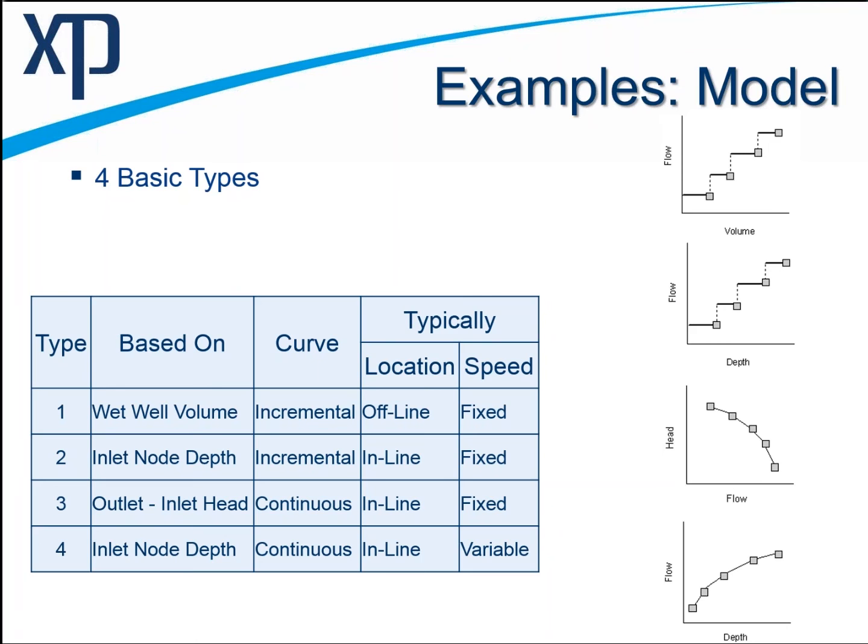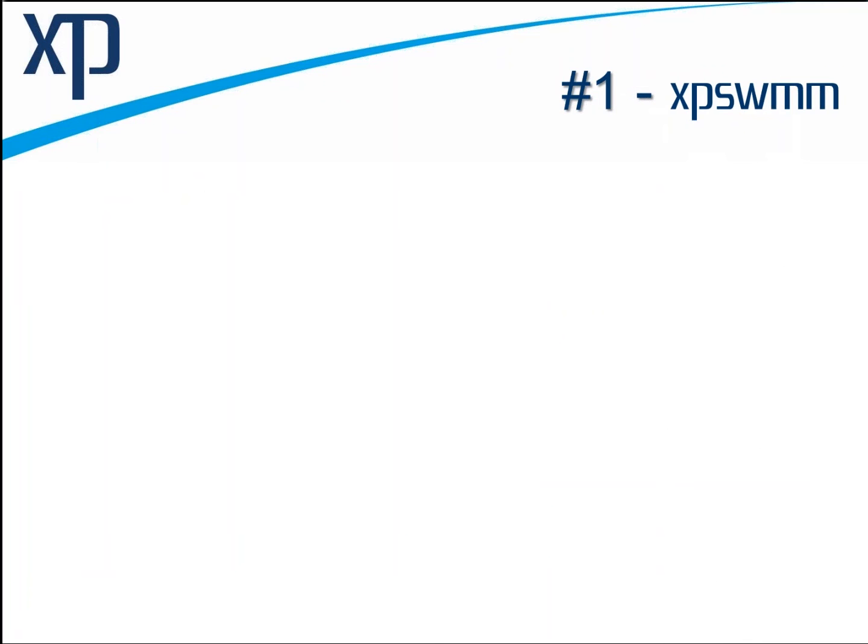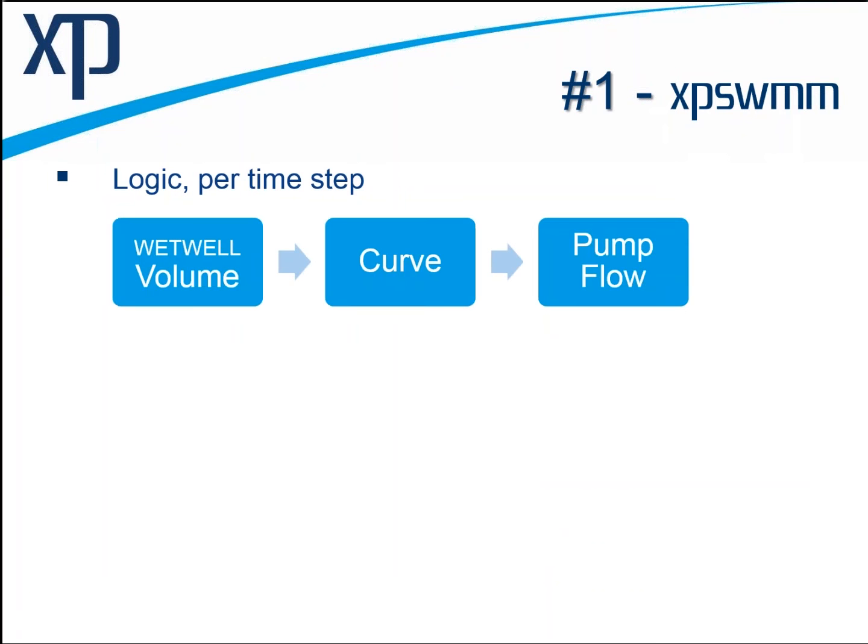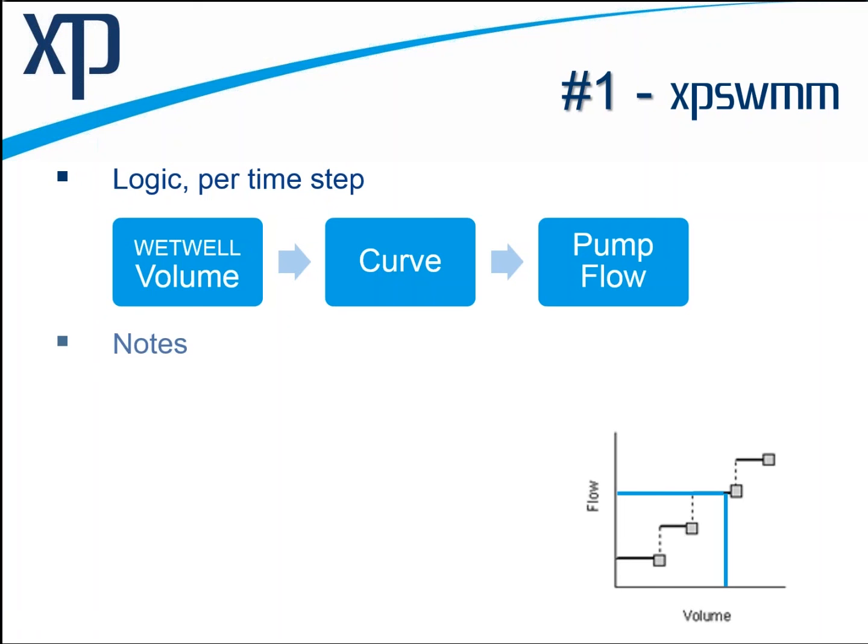We're not going to get into too much on the EPA SWIM world. We'll show you how that works in the XP SWIM world. So the logic per time step, this is the partial logic for pump number one. You would find the wet well volume, then hit that curve and find the pump flow. The pump would flow that out for that time step. In the same time step, water would flow into the wet well, and then you'd reach the next time step, where you get a new wet well volume. You'd follow the curve and the pump, et cetera. So every time step, volume, flow, and you continue happily down the trail.